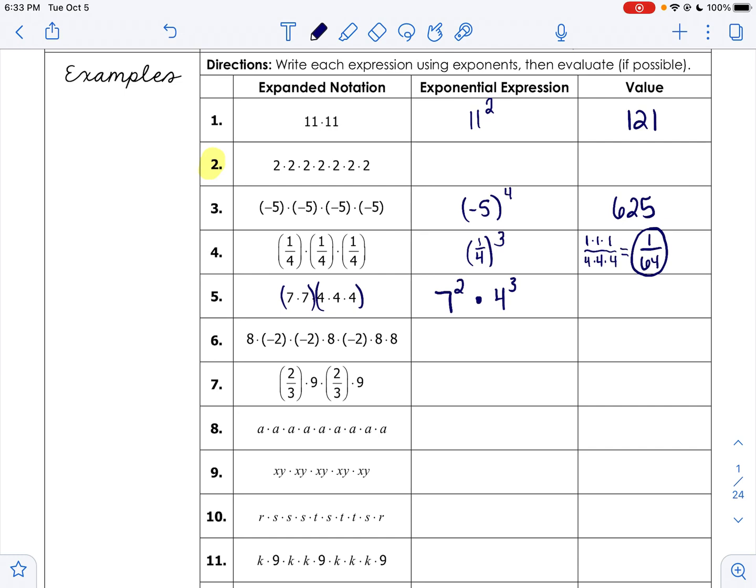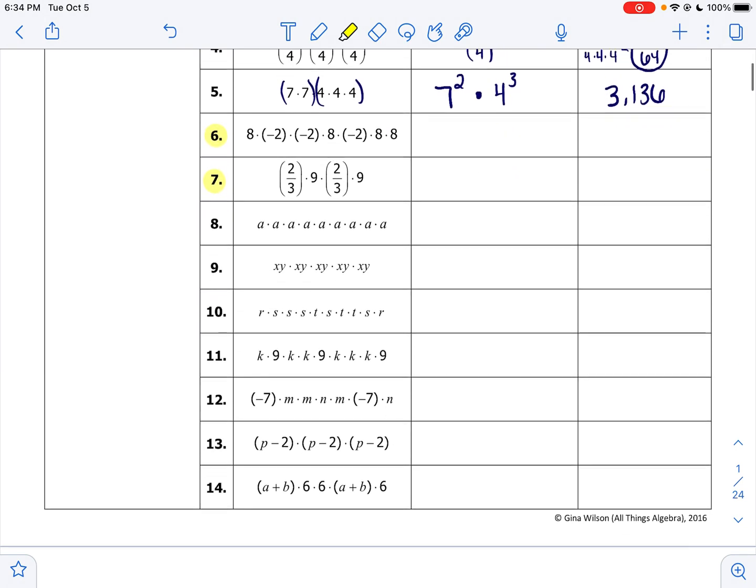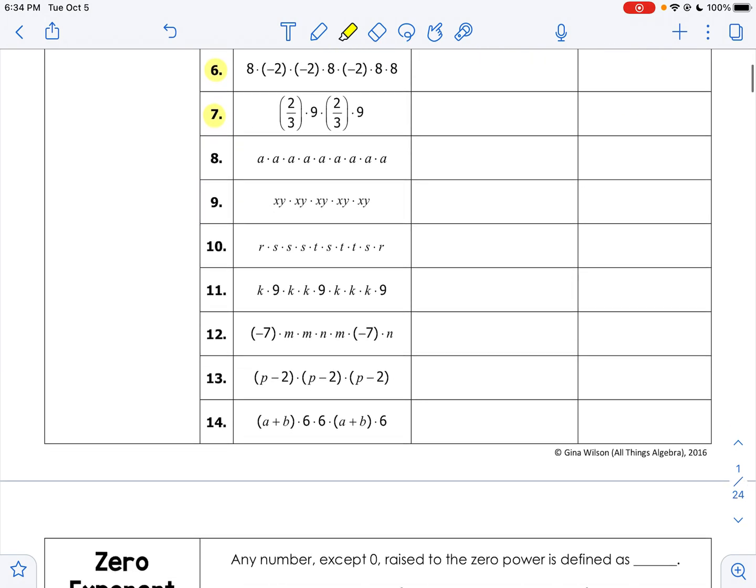So I can also evaluate this. And we're going to use our calculators to evaluate this one. So if you'll put in your calculator 7 squared times 4 to the third, and you can put that all in one step, you should get 3,136. Go ahead and yellow highlight 6 and 7. So remember to group together for 6 and 7, group together your like multiplication. Now number 8, we're dealing with variables.